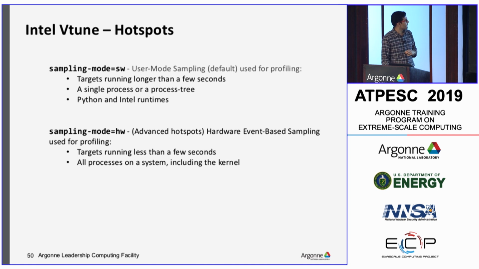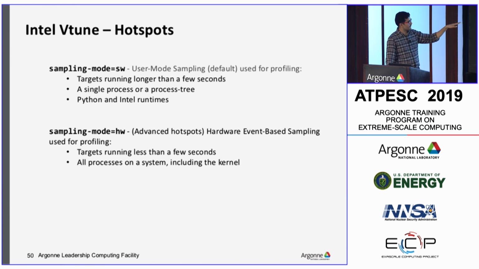The other knob that we could use with hotspots is the sampling mode. You could use a software mode or a hardware mode. Software mode is the default sampling mode, where you profile all of the functions in your code, along with the internal Python runtimes and the Intel runtimes. So if you're using VTune as is, you're using the software sampling mode.